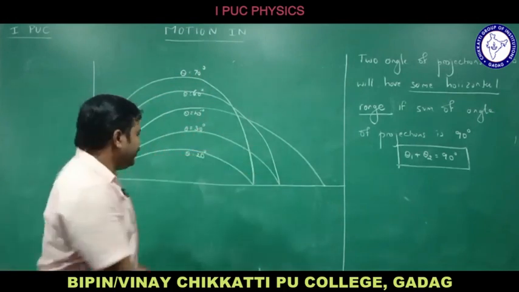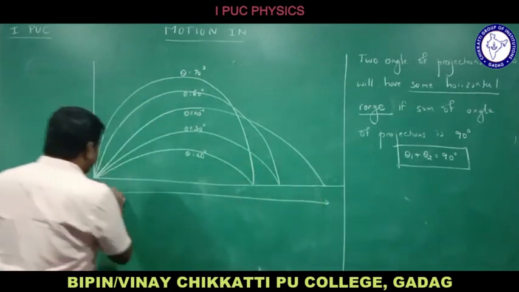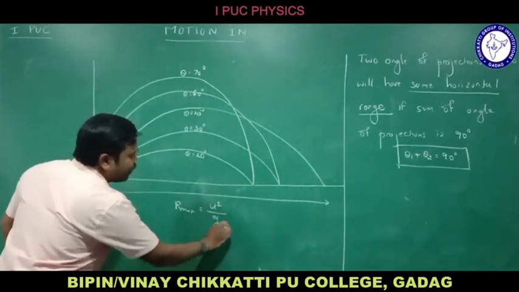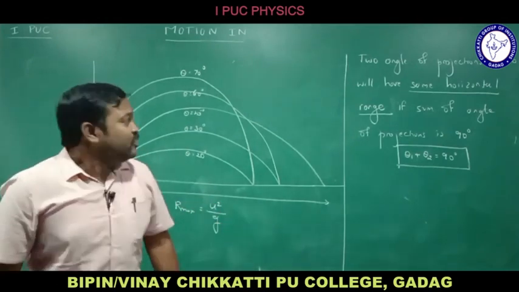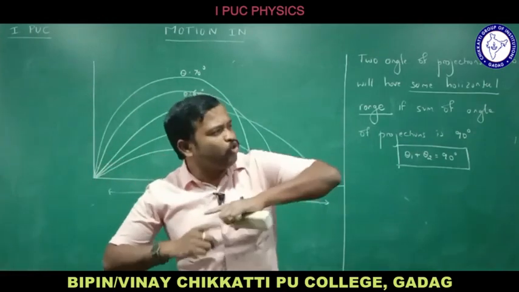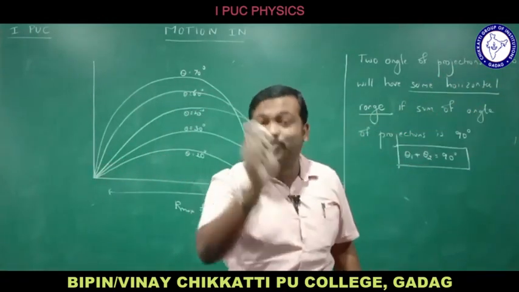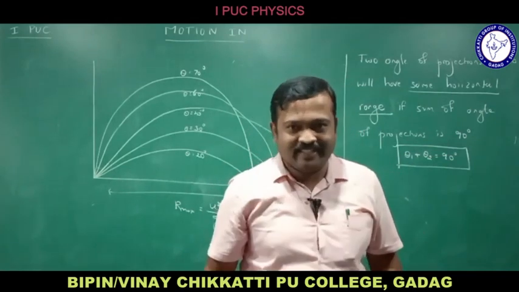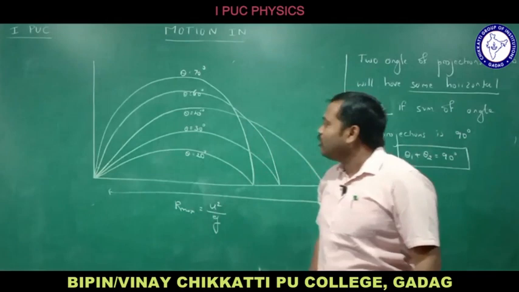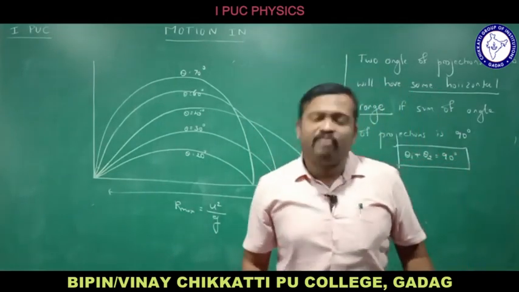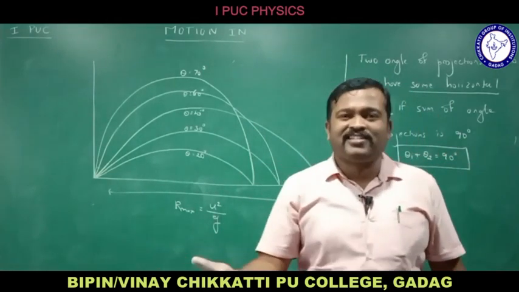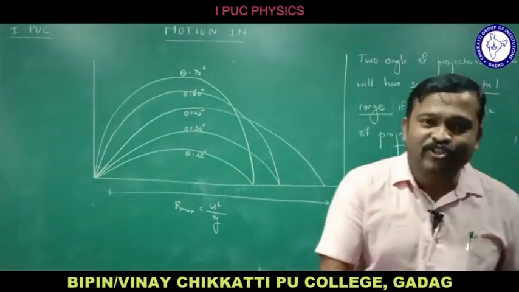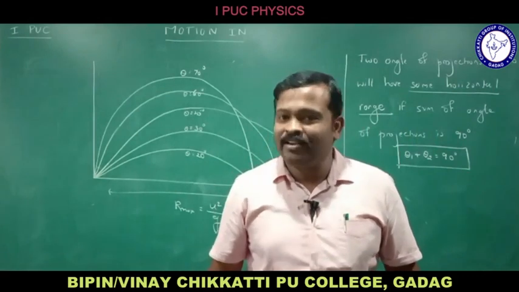Okay, at 45 degrees it will be maximum, that is R max, that is U square divided by g. Do you understand, right? So whenever you need to throw at a larger distance, you need to throw in such a way that the angle of projection is 45 degrees, right? So these were all the expressions for the parameters of projectile motion. One is maximum height, the second one is time of flight, and the third one is the horizontal range. Thank you.